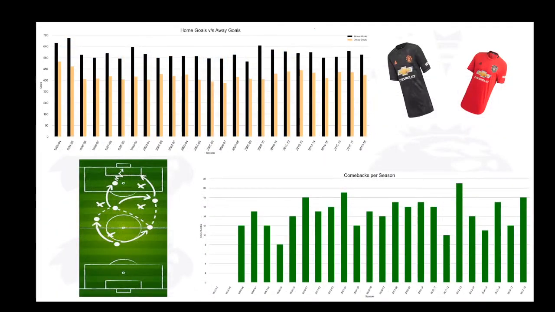Now let's see the distribution of the home and away goals. Pretty evident. All seasons had more home goals than away goals. This gives us a slight hint towards the possible home ground advantage.